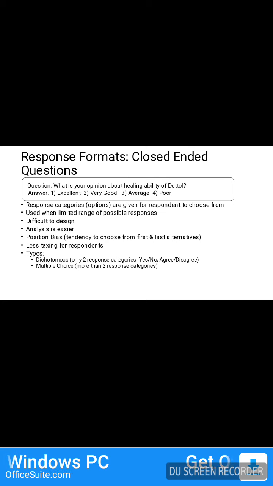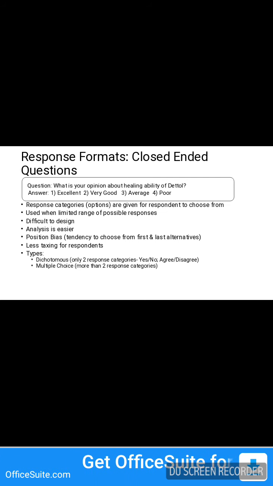There are different types of closed-ended questions. One type is called the dichotomous. Dicho means two, and that is why dichotomous means we have only two response categories: yes or no. These could be the response categories: agree, disagree, like, hate. I'll give you an example. India is a superpower, agree or disagree. So you have been given only two response categories. That is why it is a closed-ended question and a dichotomous question.